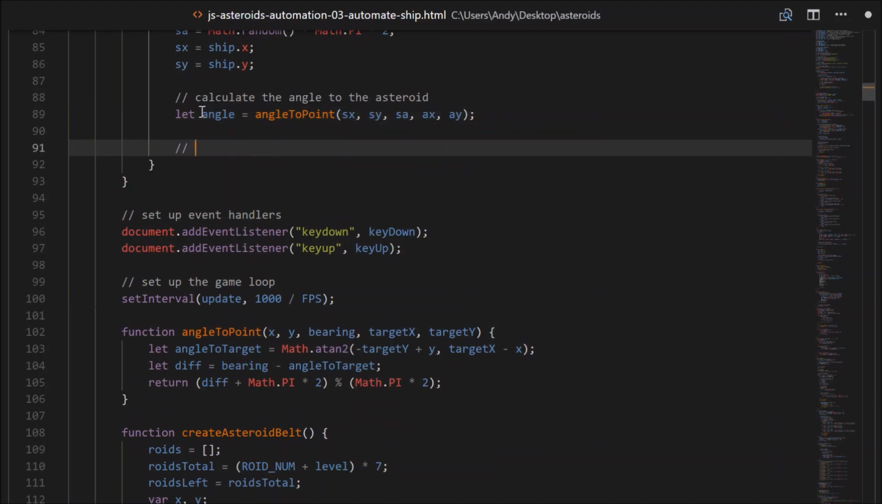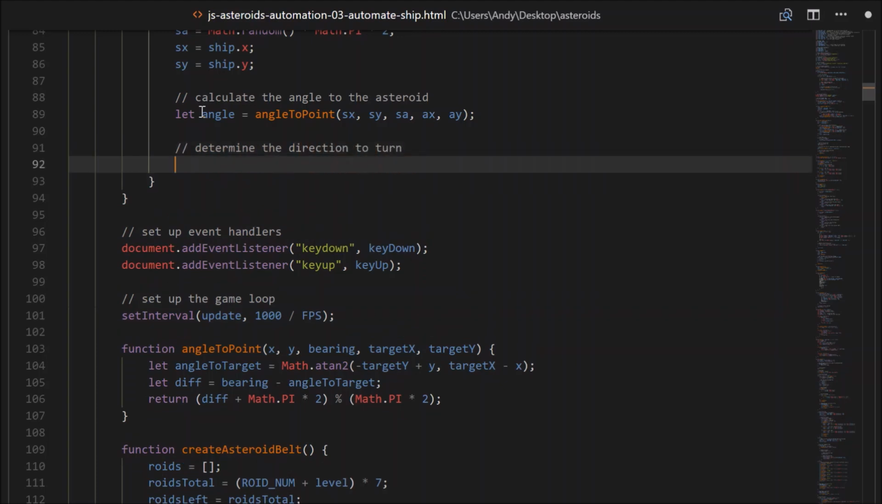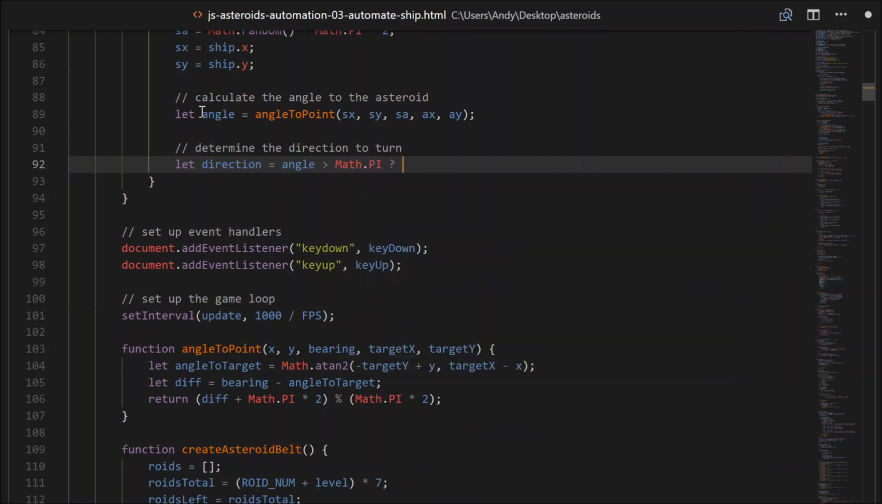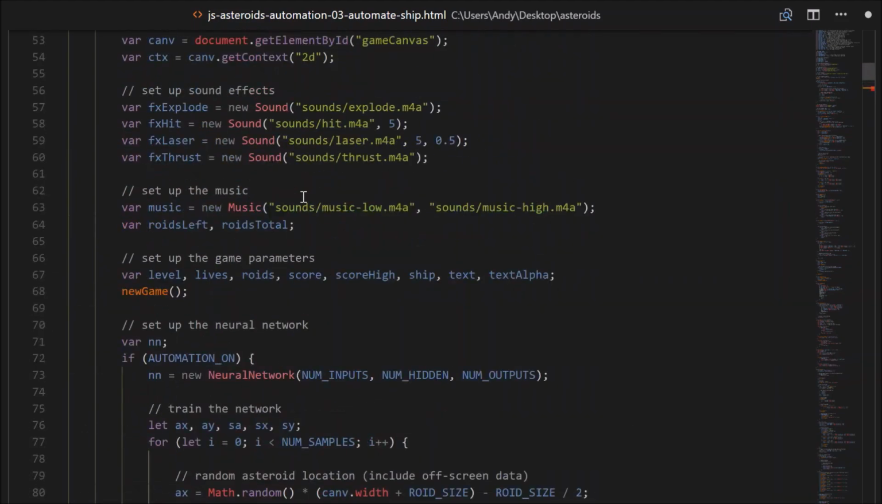And then we need to determine the direction to turn, right? So let's say let direction equal, well, if that angle is greater than 180 degrees, so angle is greater than Math.PI, that's 180 degrees, then we'd like to turn left. So remember we have to put in 0 or 1 here. How about we set these as constants? I think that would be the best move.